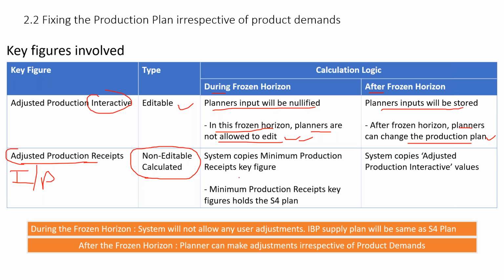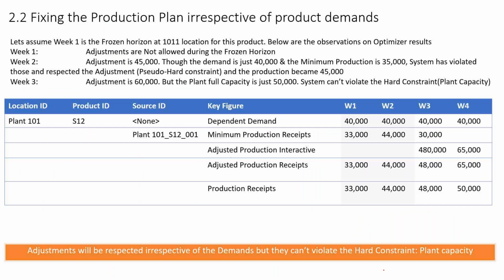Now let's see the adjusted production receipts. The system copies the minimum values. Minimum holds the S4 plan. After the frozen horizon, the system copies the interactive values. What is the key takeaway? During the frozen horizon, the system will not allow any user adjustments. The IBP supply plan will be the same as the S4 plan. After the frozen horizon, the planner can make adjustments irrespective of the product demands. That is anyway there. So you give an input, it doesn't matter about the product demands, and it will respect it.